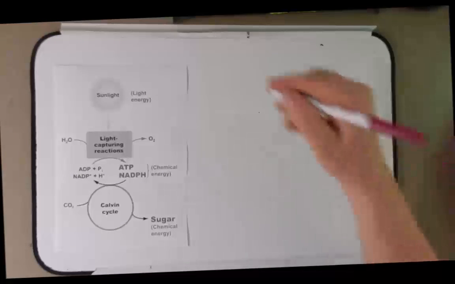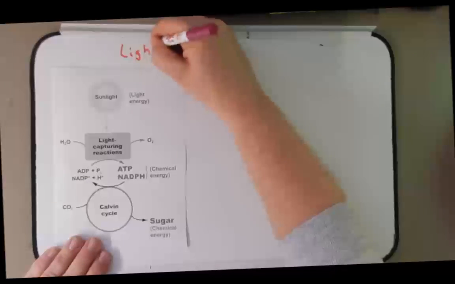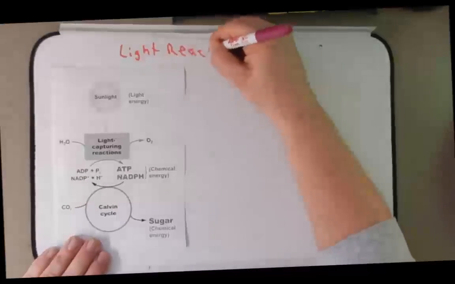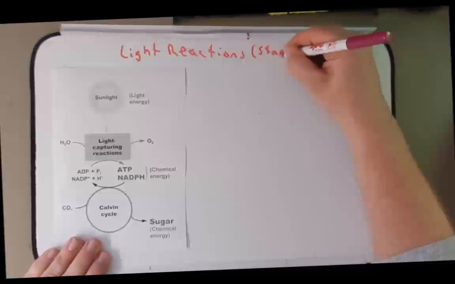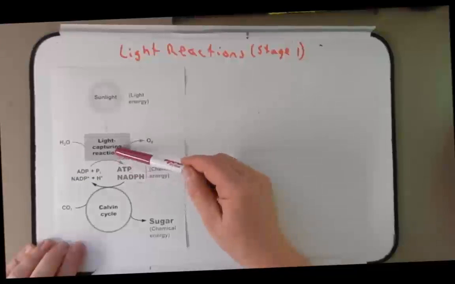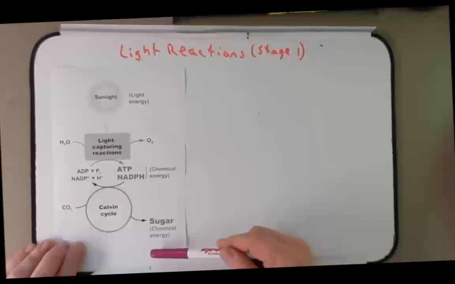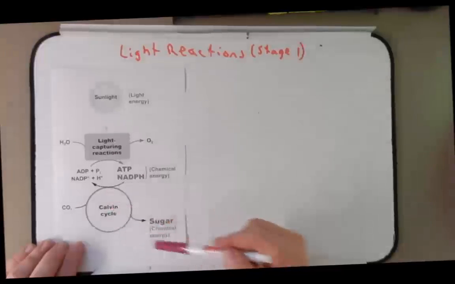In this podcast we're going to focus on the light reactions of photosynthesis. Sometimes we will call this stage 1. I wanted to remind you with this figure from your textbook that the light reactions, which we're going to talk about in this podcast, are linked to the Calvin cycle. In the next podcast we'll talk about the Calvin cycle.